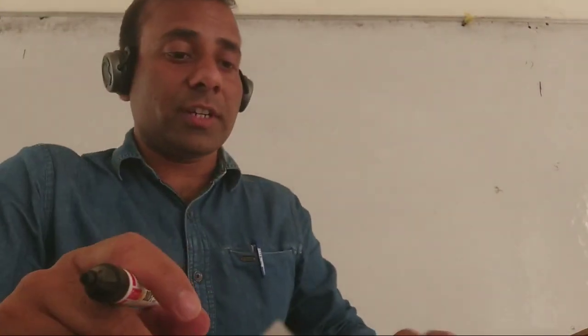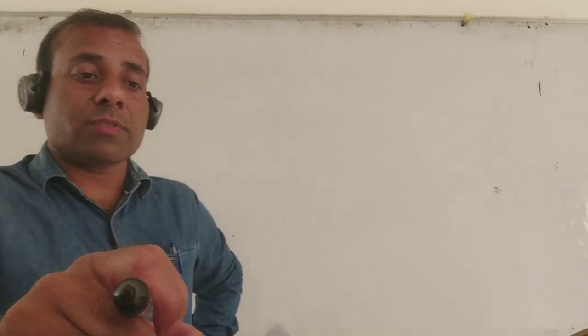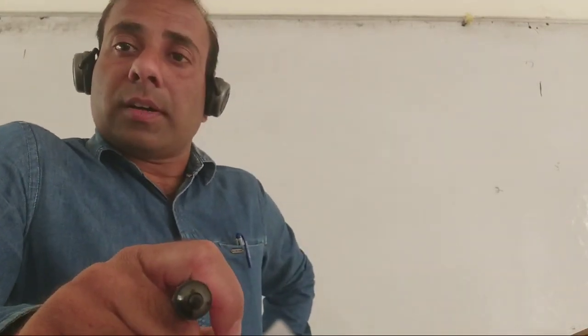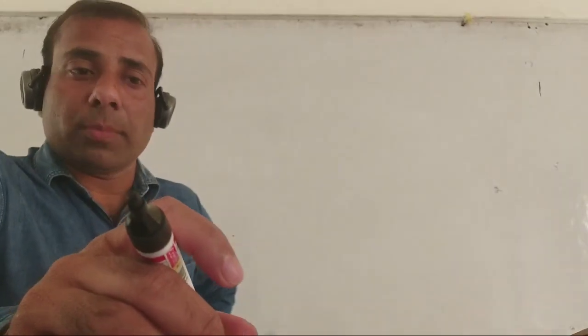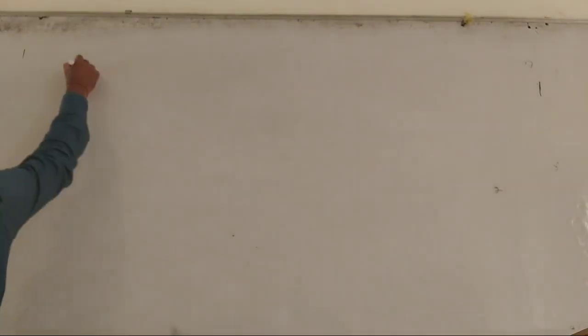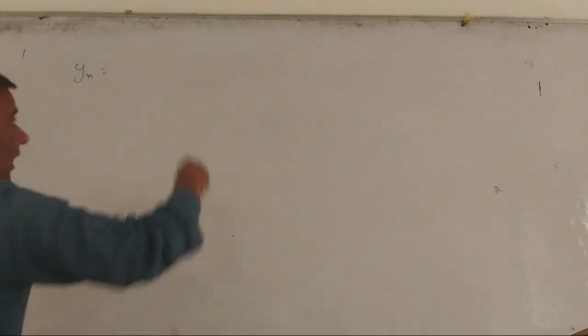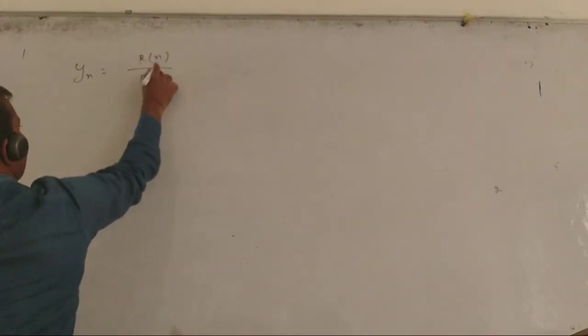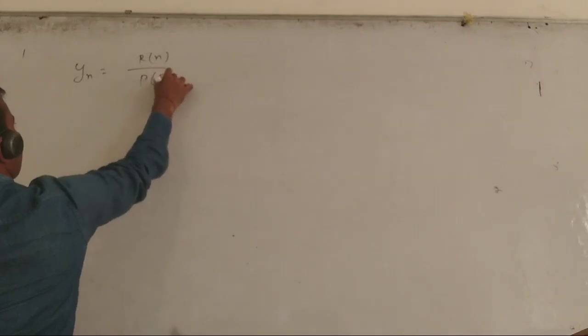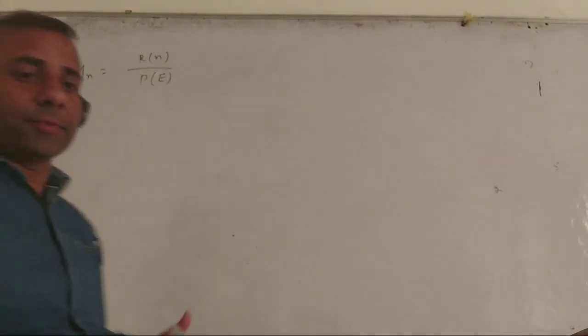Hello students. Yesterday in my previous lecture we studied how to determine the particular solution with the help of the E and del operator method. So we have reached up to y of n equals R of n upon P of E. We have calculated till here.